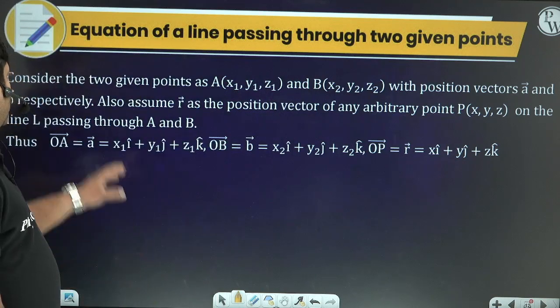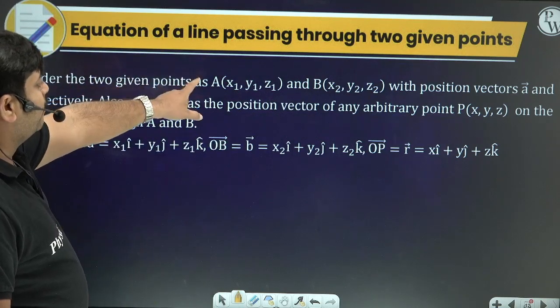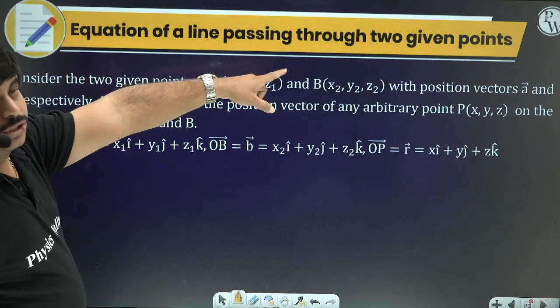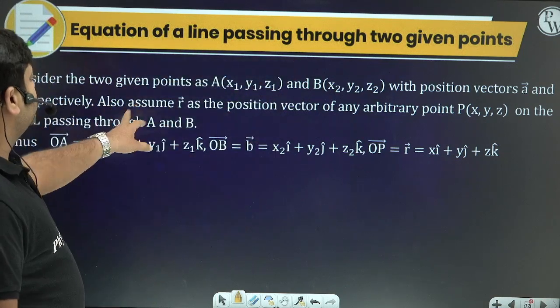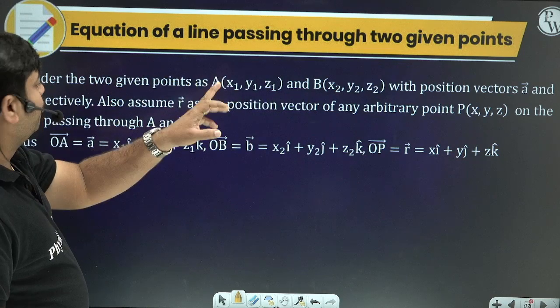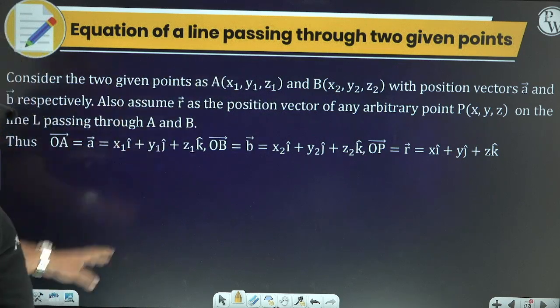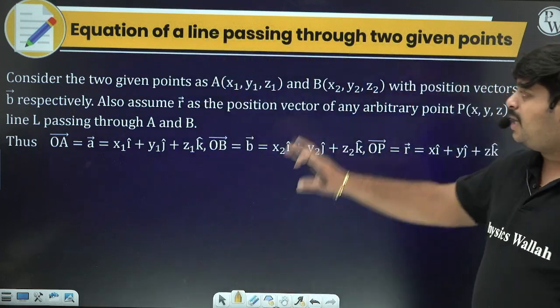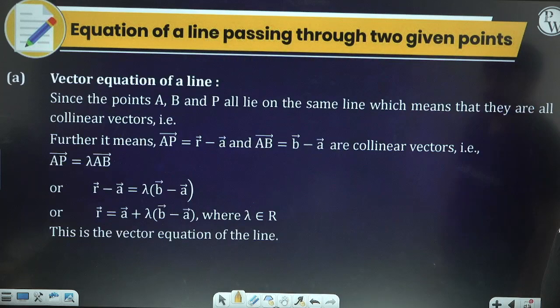Consider the two given points as (x1, y1, z1) and (x2, y2, z2) with position vectors a bar and b bar respectively. Also assume r bar is the position vector of any arbitrary point on the line passing through A and B. So what is the equation of the line that we get here? This is the equation of a line passing through two points.